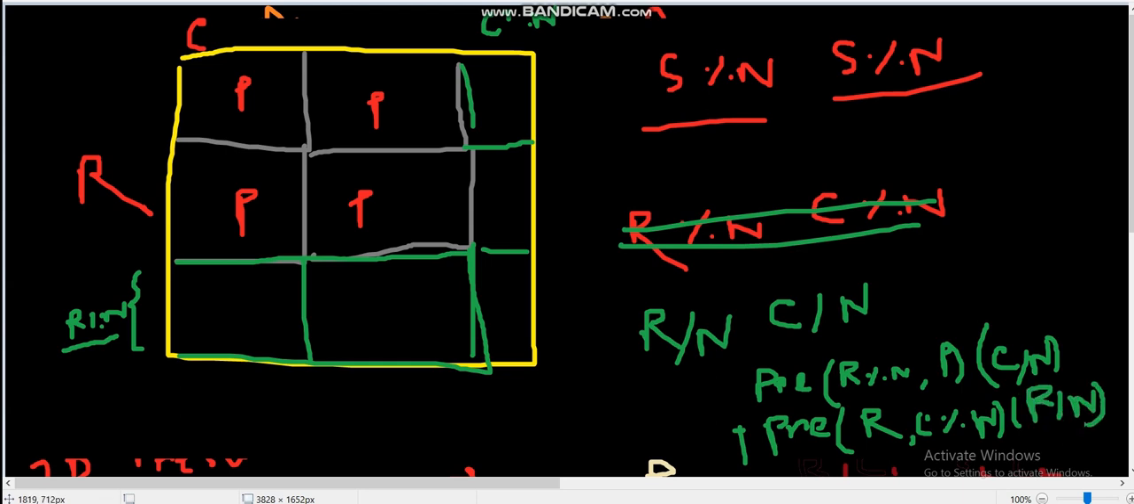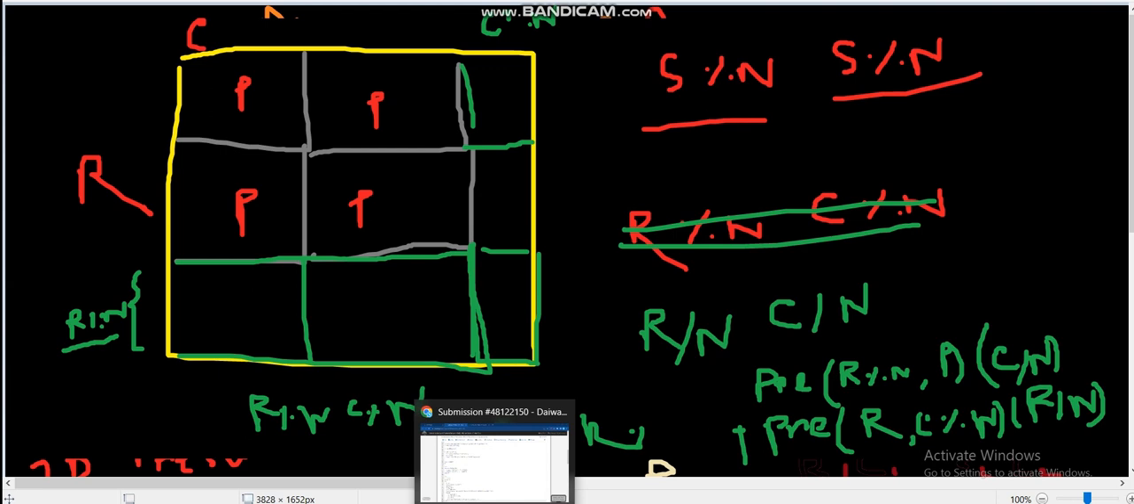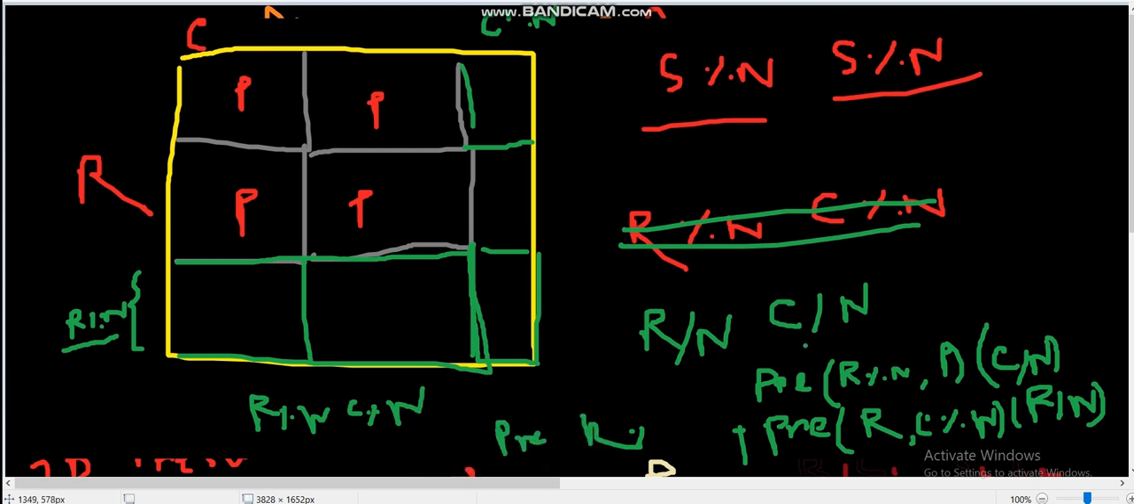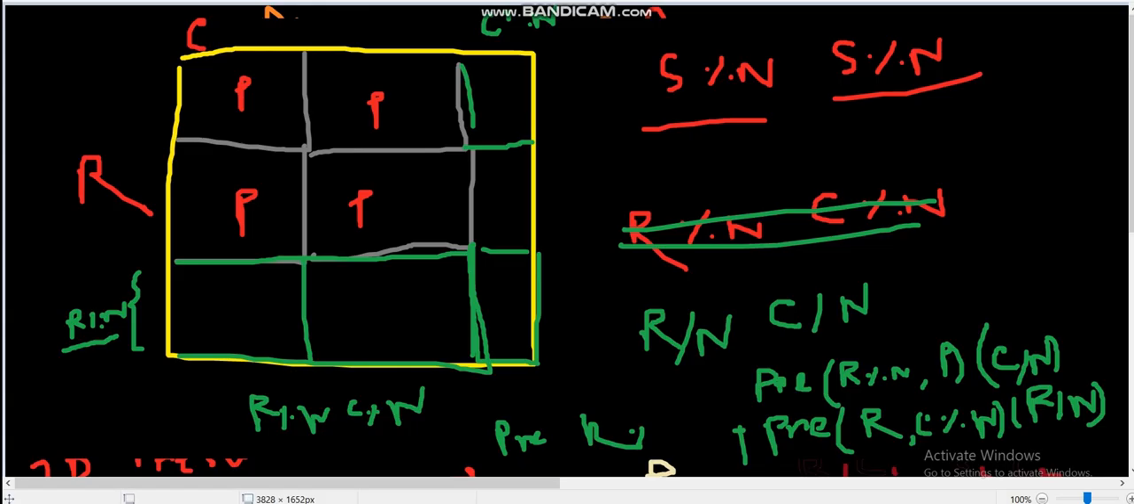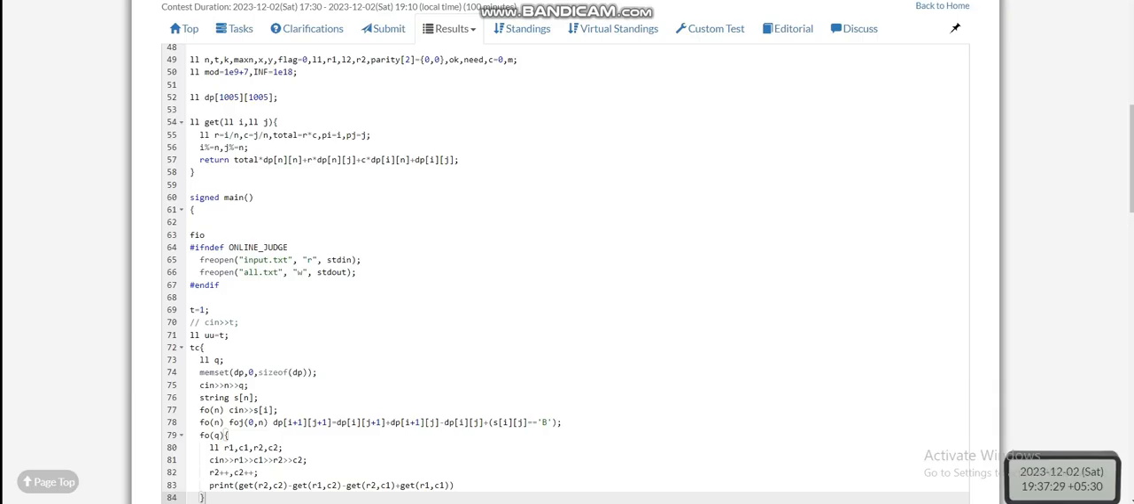And there is also one smaller portion here which will contain r modulo n number of rows and c modulo n number of columns. So we'll also be adding the prefix of r modulo n, c modulo n. Let's jump into the code, because this part is not really clean.